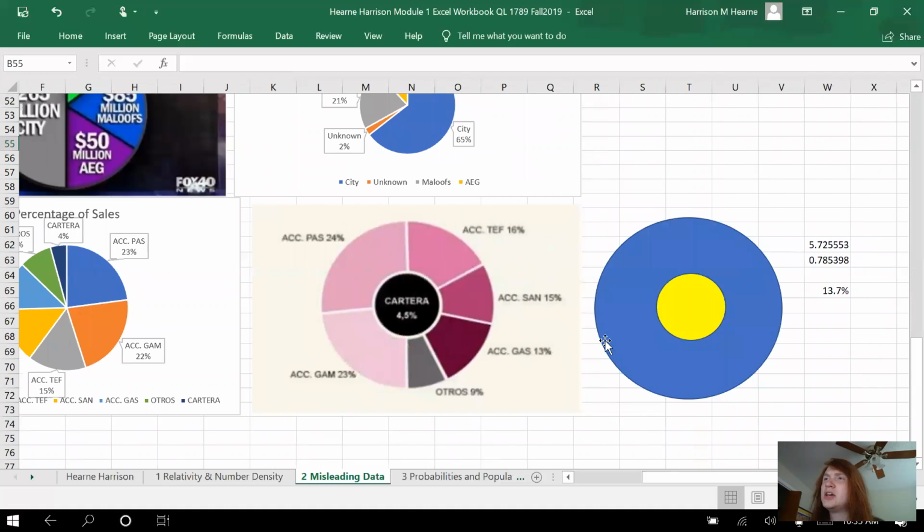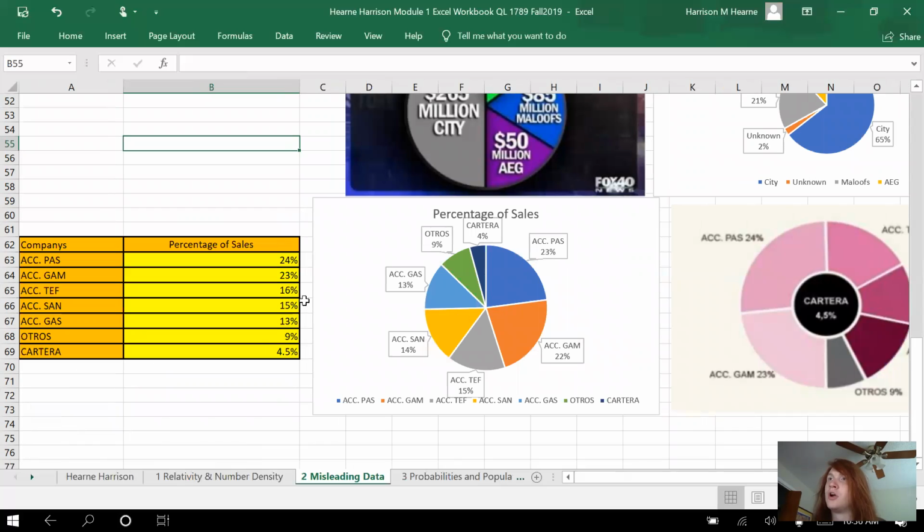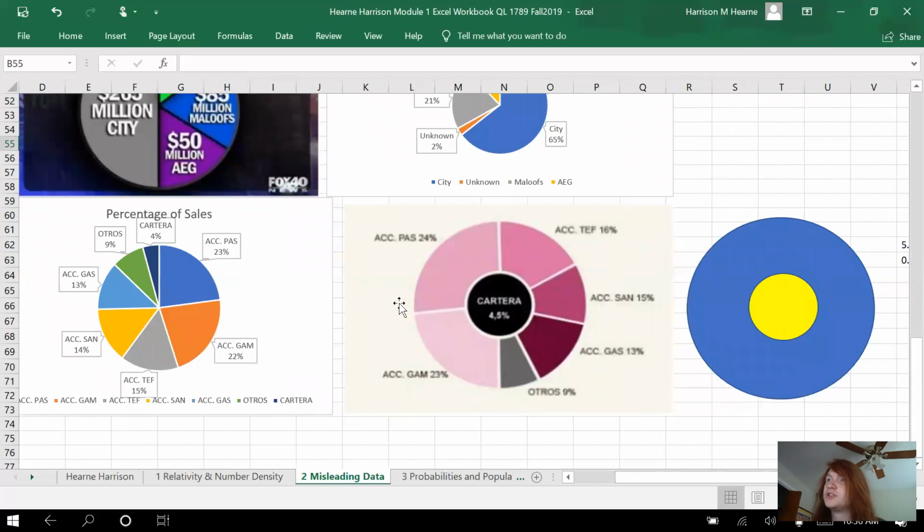This is a slightly unorthodox pie chart. You can see all the rest of these are being represented in a fairly typical manner. And if you look at our corrected pie chart, it looks like they're taking up about the amount of space that they should be, right? Because ACC PAS here is accounting for 24% of the percentage of sales, and over here it looks like, yeah, that's about 24%. I mean, it's a little bigger than it should be here, but it's much closer.